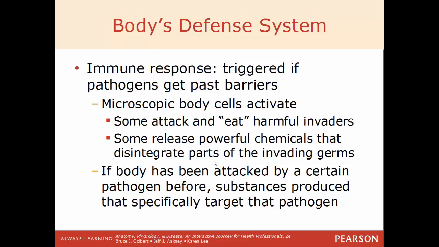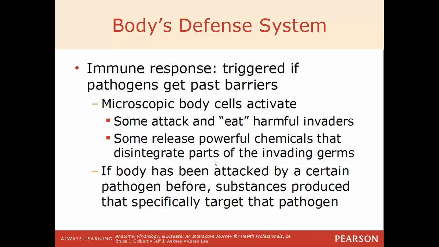The immune response will be triggered if these pathogens get past these mechanical barriers and actually get inside your body. This is where microscopic body cells are going to be activated. Depending on what type of infection you're talking about and how serious it is, a very large variety of cells can be activated. Some of these body cells will actually engulf or eat harmful invaders using phagocytosis. Some will release very strong chemical signals to break apart things that are causing you to get sick. There are some that actually will poke holes in viruses or bacteria so they dissolve away.